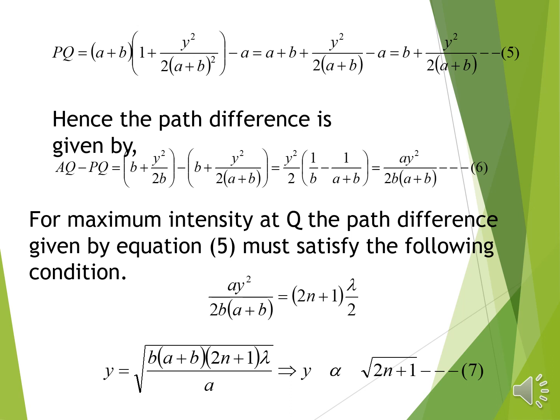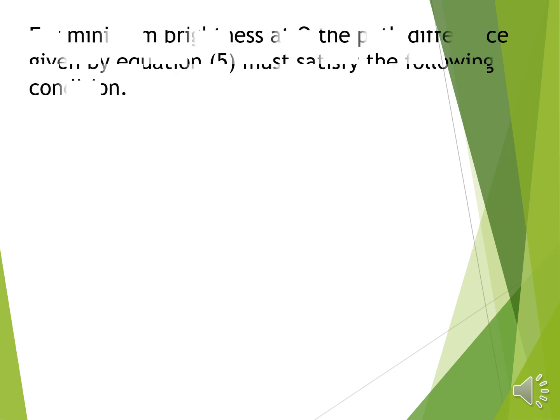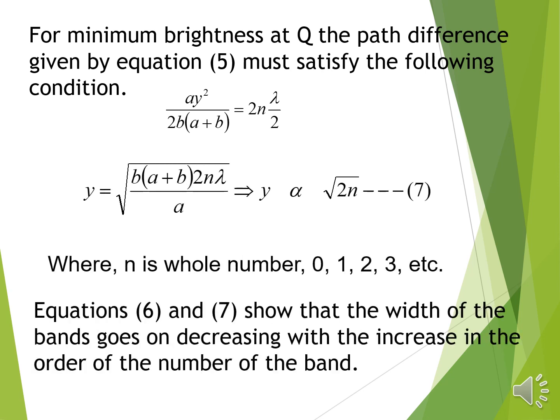Now we need to solve this for y, and we see that y is proportional to the square root of (2n plus 1). Now for the minimum brightness at Q, the path difference should be equal to 2n lambda by 2. So we get a y square divided by 2b into (a plus b) equal to 2n lambda by 2. Therefore, y is proportional to the square root of 2n. Please remember these two equations, where n is a whole number or an integer which is 0, 1, 2, 3.